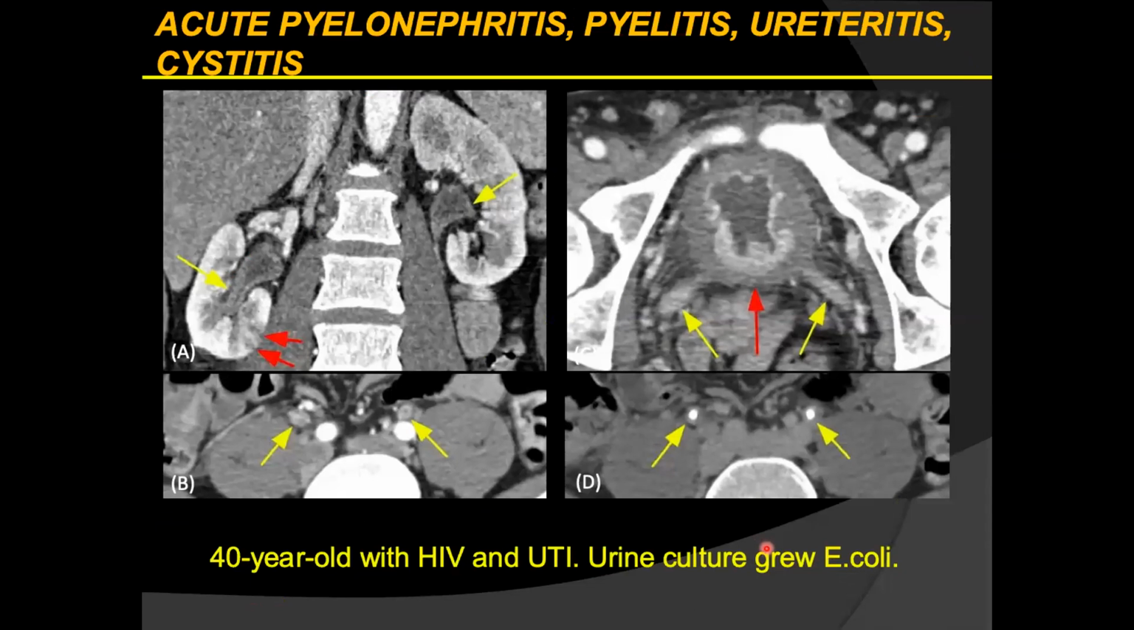This is a 40-year-old with HIV and UTI. The urine culture grew E. coli. Again, this is a coronal corticomedullary phase CT, which is showing diffuse wall thickening of the calyces as well as the pelvis, which represents pyelitis. There are some wedge-shaped hypodense lesions which I can see along the lower pole, which represent changes of acute pyelonephritis. In the arterial phase images, you can see diffuse thickening of the ureters out here. This diffuse thickening of the ureters and the bladder with mucosal enhancement can be seen due to ureteritis and cystitis.